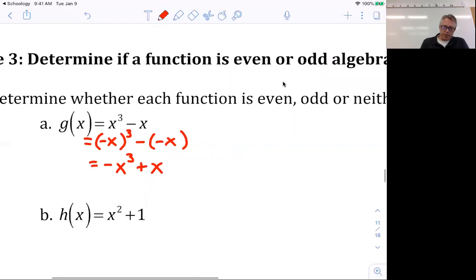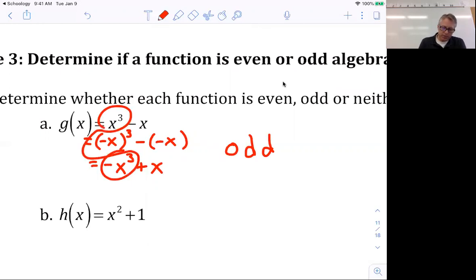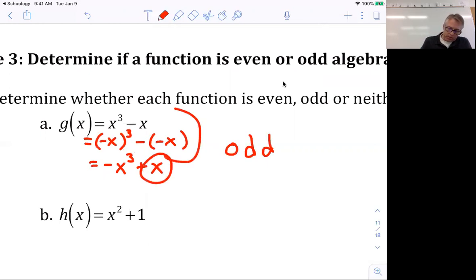So notice what happened. This is an odd function. It's odd because this term is the opposite of that term. That x to the third became the opposite of itself. And this term is the opposite of that term. That negative x became positive x. If all the terms become the opposite of the original, that makes it an odd function.